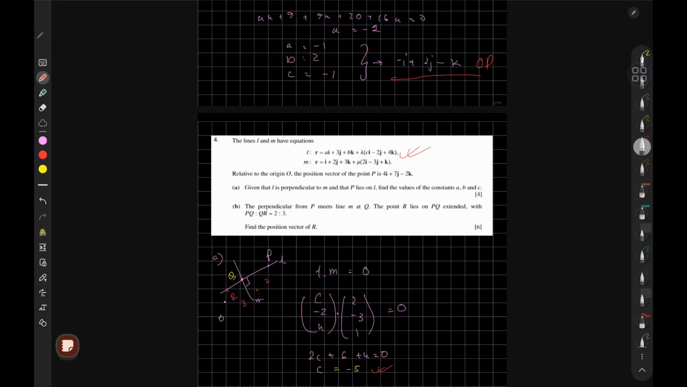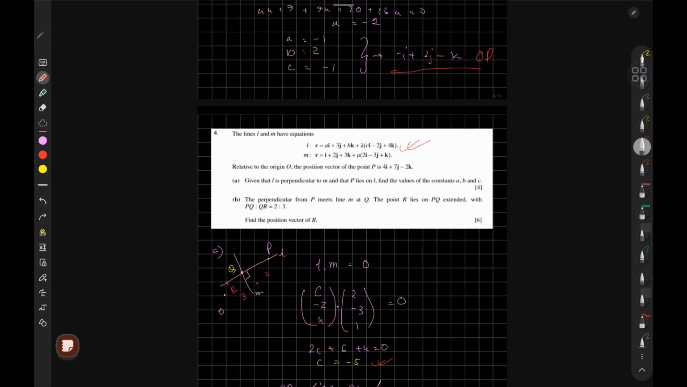The perpendicular from P, basically this line, meets line M. This line, the line L, meets M at Q. This yellow dot is Q. The point R lies on PQ extended. So if you extend PQ this much, you're going to get R.